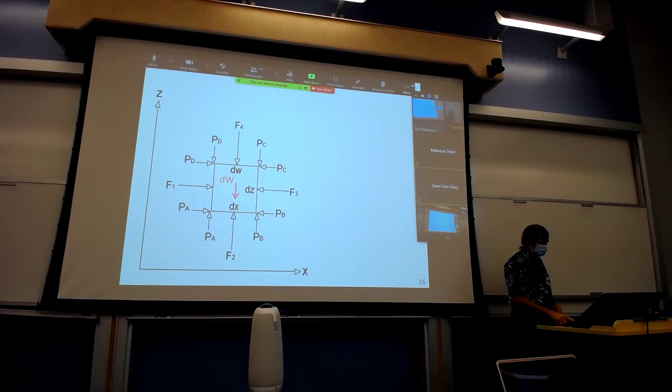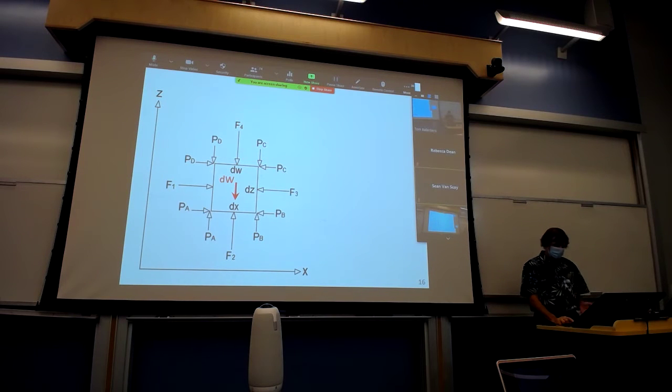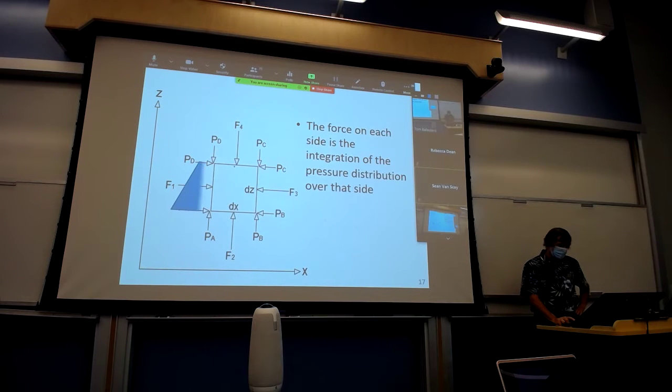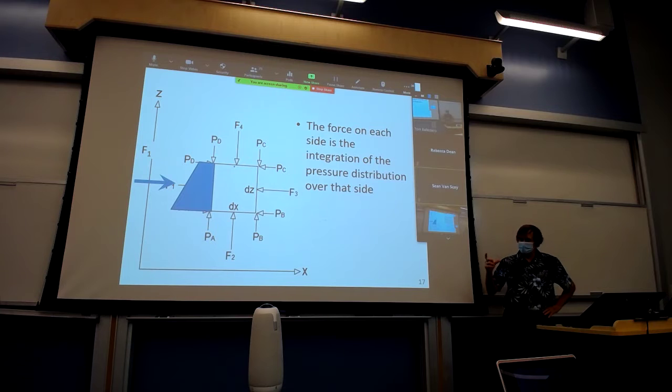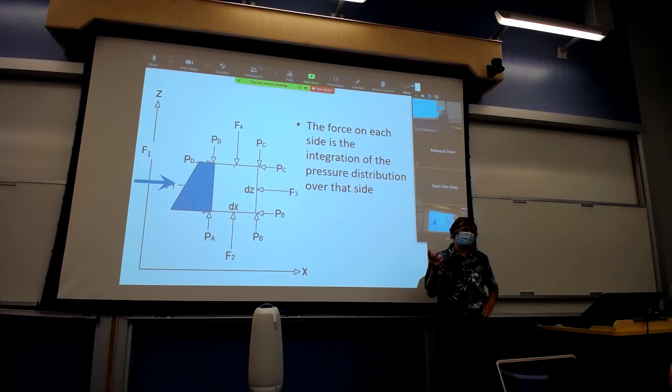And so what we did was apply Newton's first law to this: the sum of forces in any direction is equal to 0. Not only do we have these pressure forces on the outside, but we have one body force. We call that the weight. And again, when we integrate the pressure distribution over any side, we get a force, and that is a vector.